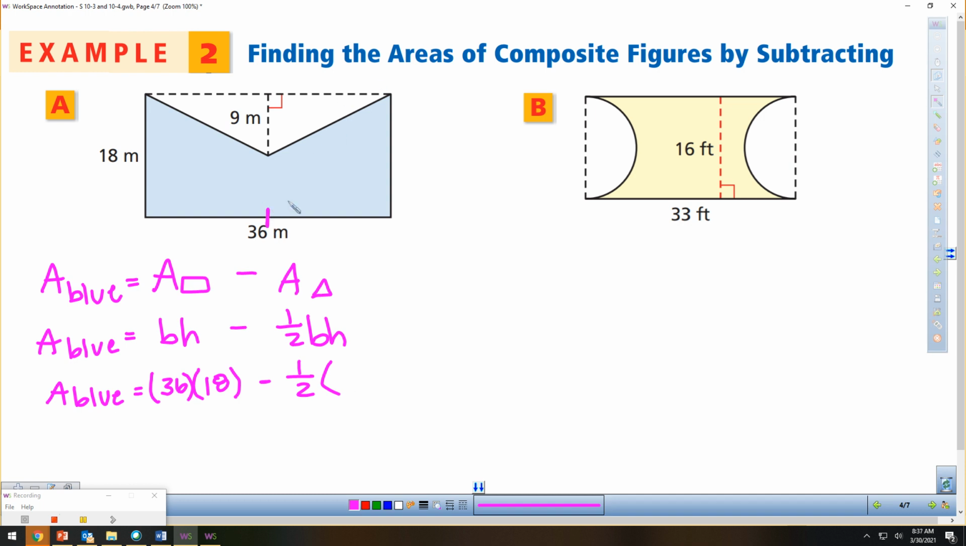36. Because remember, opposite sides are equal, so this length is 36. Then the length of my base of my rectangle is 36. Multiply that by 9, and there you go. So now you just multiply this out and subtract. So 36 times 18 gives me 648.